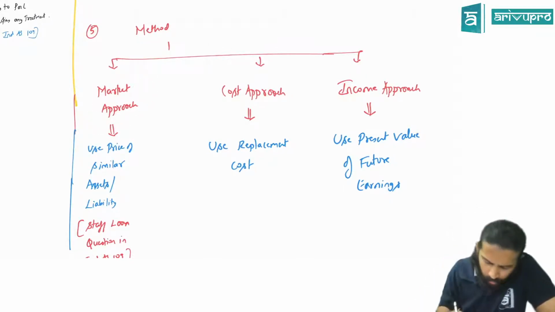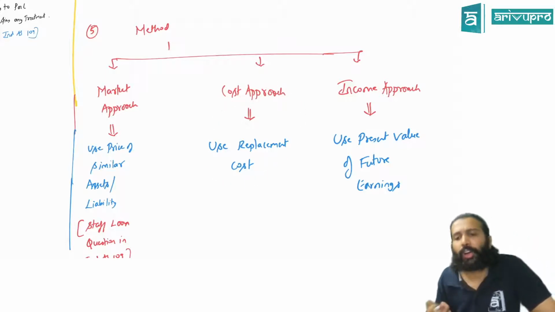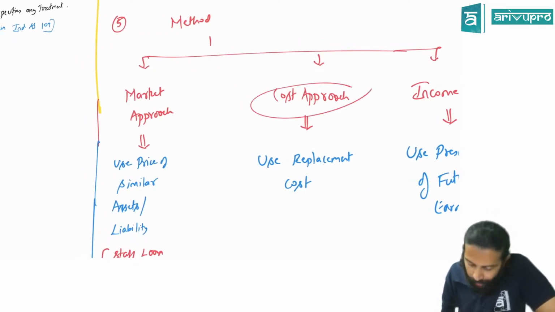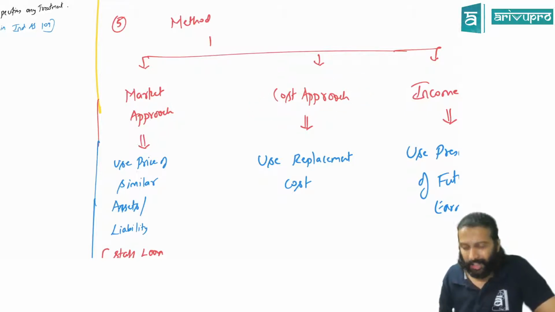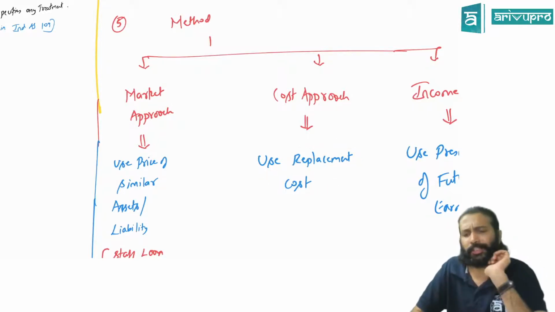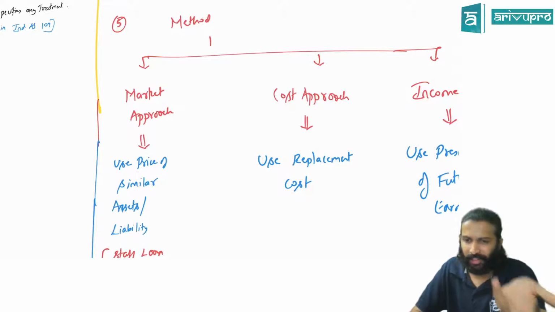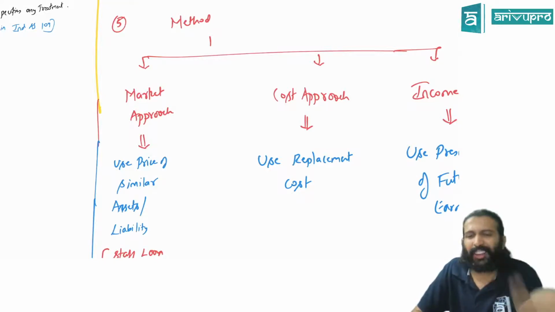Next is the cost approach. This is not applicable for liabilities. Mostly it will be applied for non-financial assets, because that cost has to be replaced. In the cost approach you have to use replacement cost. What will you replace? The assets. Which assets? Generally non-financial assets.